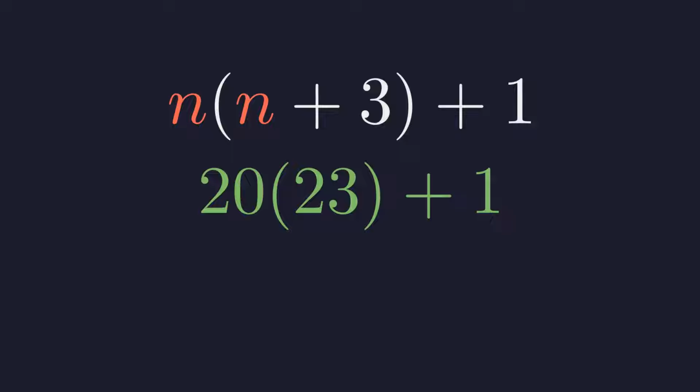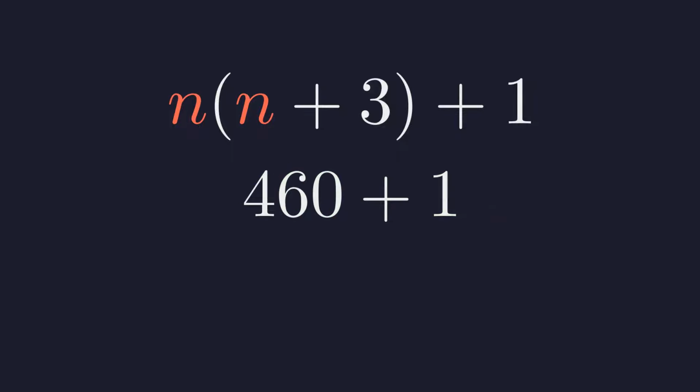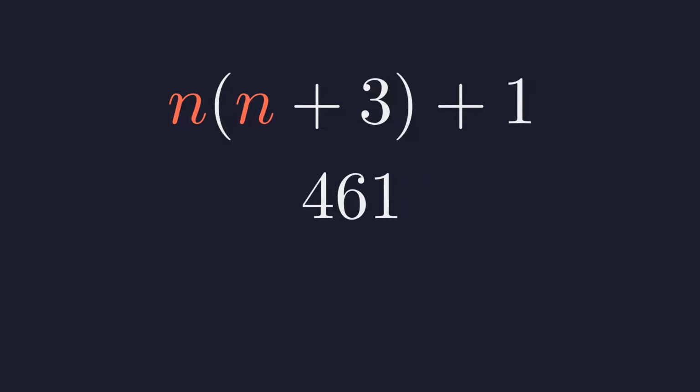For our specific case, that's 20 times 23, plus 1. 20 times 23 is 460. Adding 1 confirms our answer of 461. A problem that appeared to be about brute force was solved by revealing its underlying algebraic beauty.